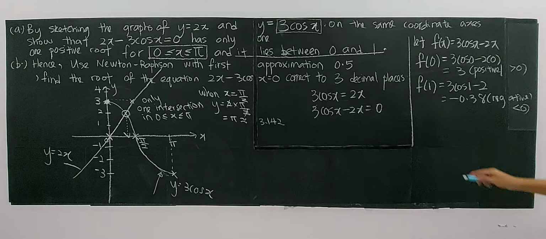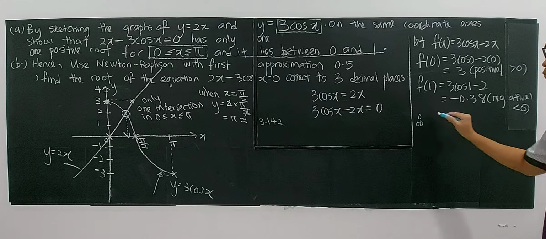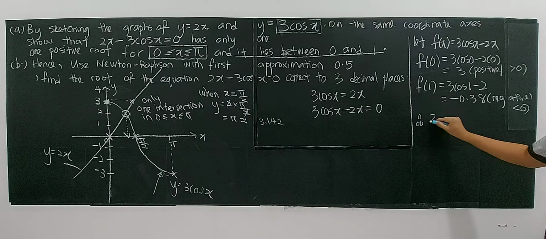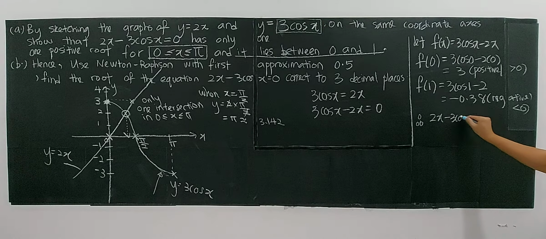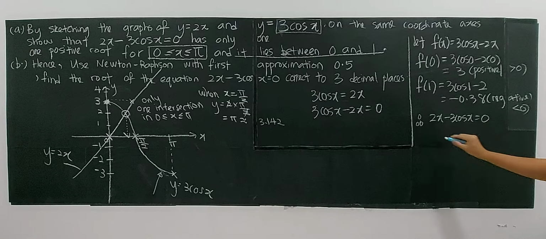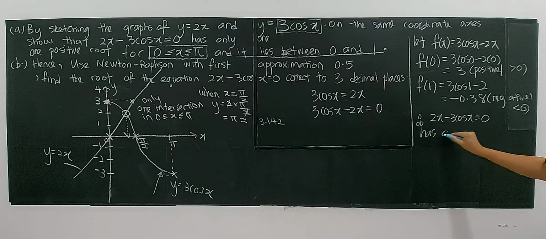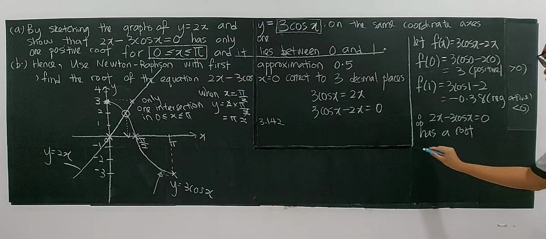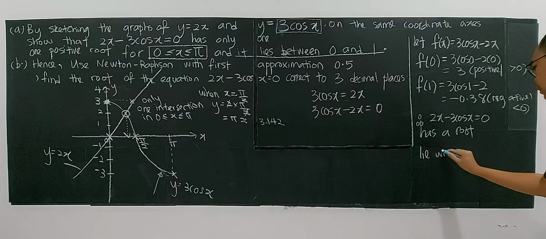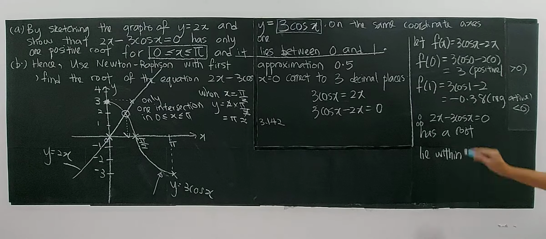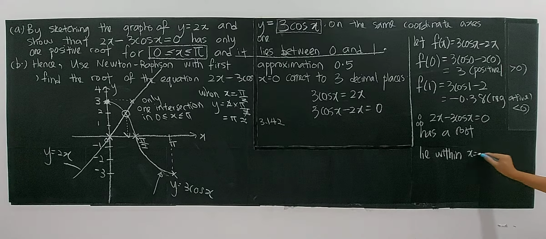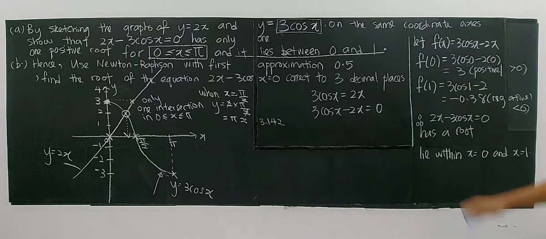This shows that, therefore, 2x minus 3 cos x equals 0 has a root that lies between x equals 0 and x equals 1, right? We have verified by looking at the change of sign.